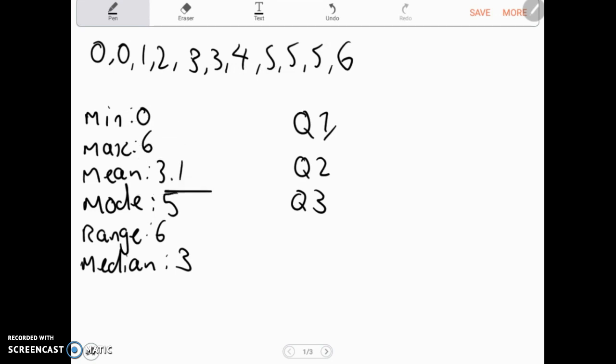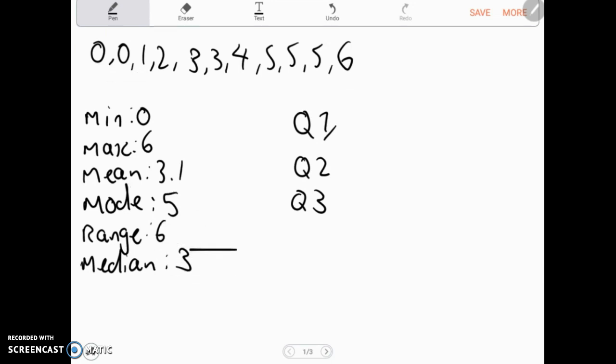Okay, so the mode is the most common number, the most frequently occurring data point. In this case it is 5, because 5 occurs 3 times, which is more than any other data point. The range is just the maximum take away the minimum. Remember that the range is the area in which all the data points lie. So from 0 to 6, which is 6.